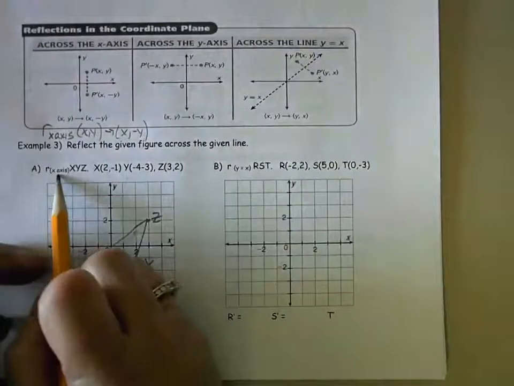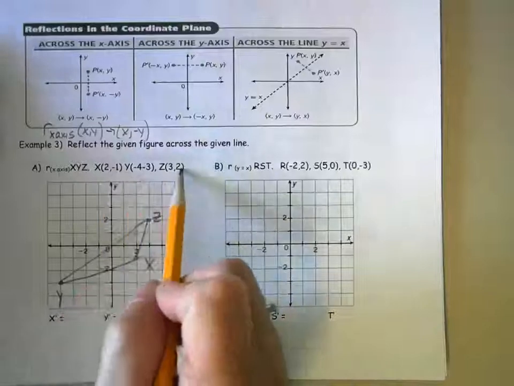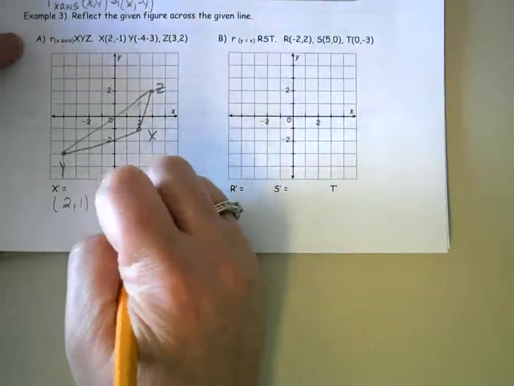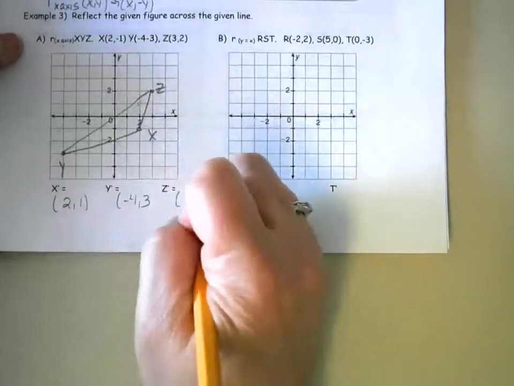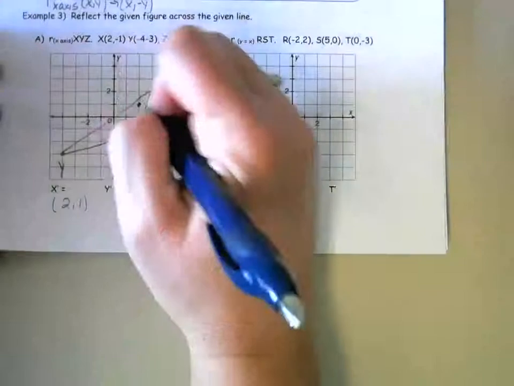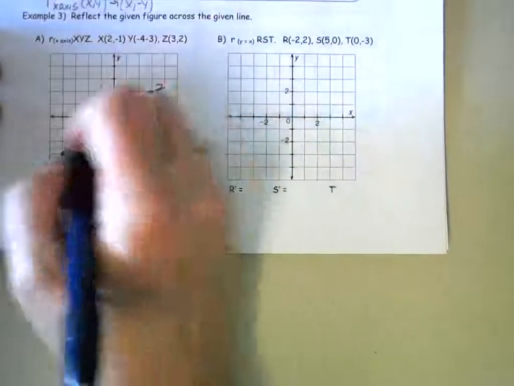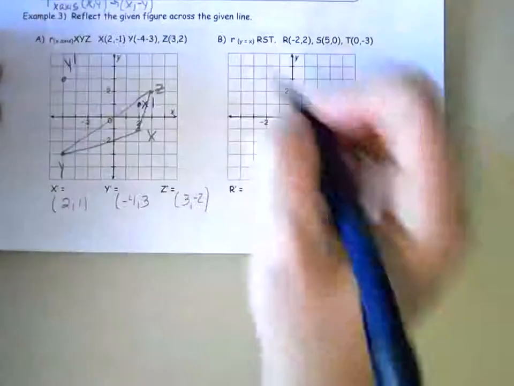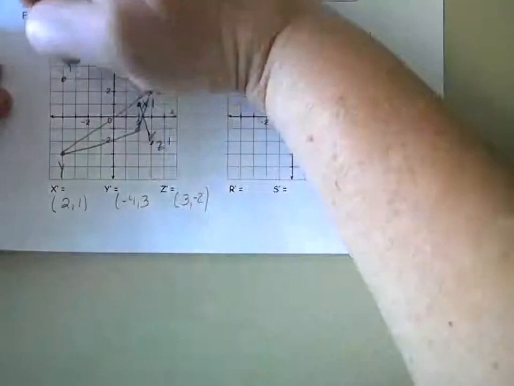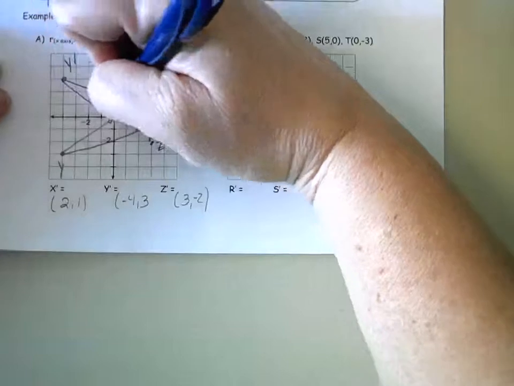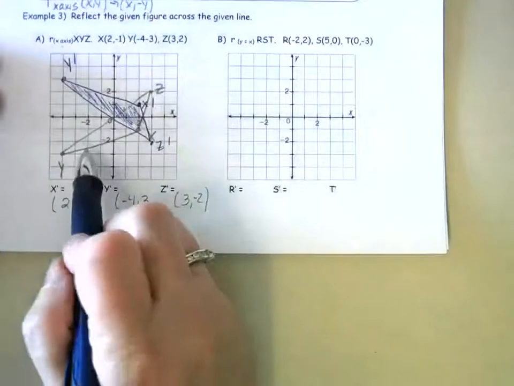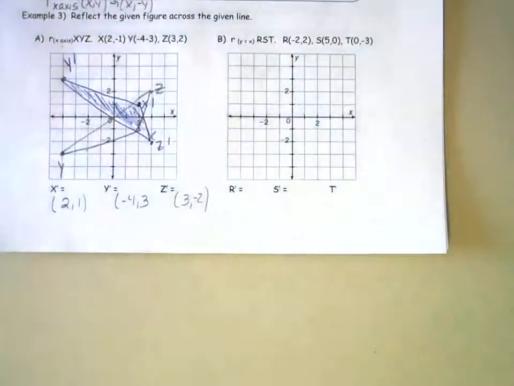And when we reflect over the x-axis, we change our y coordinates. So our new points are going to be 2, 1, negative 4, 3, and 3, negative 2. So our new triangle, that will be X prime. Negative 4, 3 will be Y prime. And 3, negative 2 is Z prime. The pre-image is right here, and the image is there.